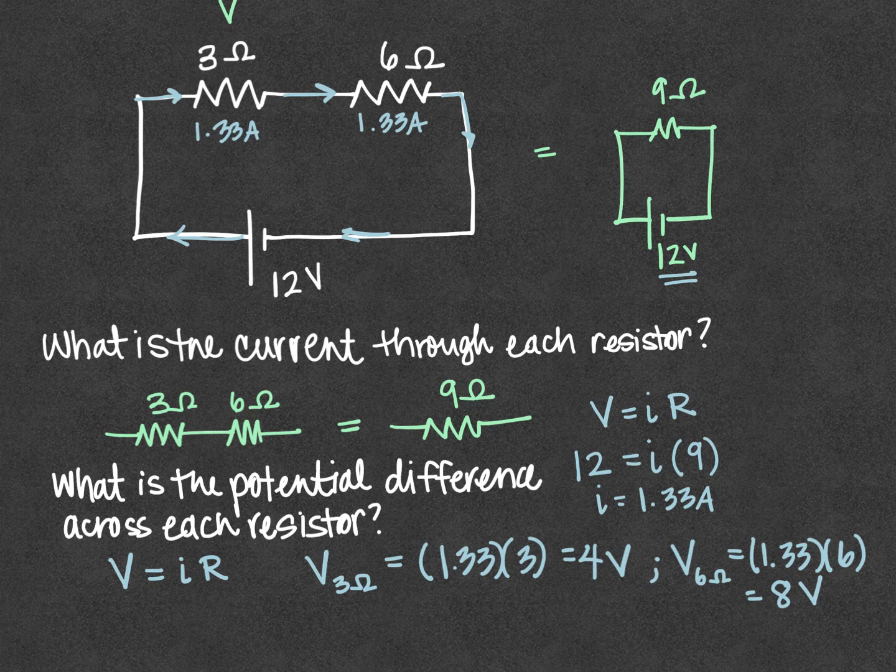Now, if you notice, we will have 4 volts across the 3 ohm resistor, and then we have 8 volts across the 6 ohm resistor. And 4 plus 8 equals 12. So now I know that all of my values match up to the rules for resistors in series.